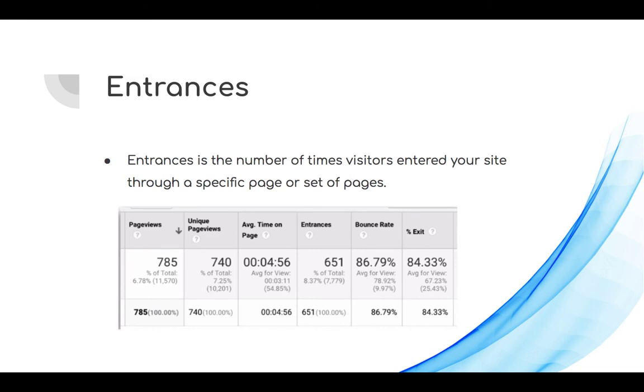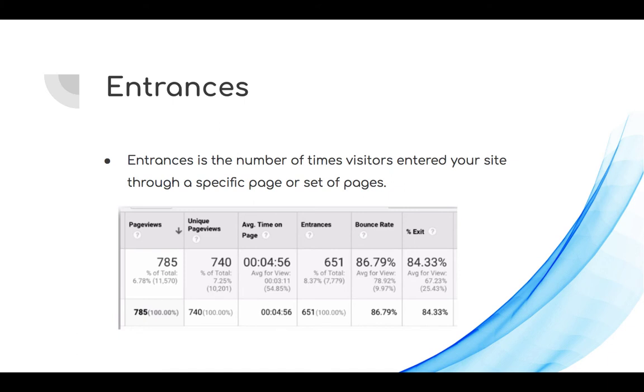The next one is entrance. Entrance is the number of times visitors enter your site through a specific page or a set of pages. If I have a page which is inside my blog, not the home page, but a specific article, and if people are coming to my website directly through this page, then it is counted as an entrance. So here I have taken one particular URL and I have taken out the metrics for that particular URL inside my blog. Here you can see the page views, unique page views, average time on page, entrances, bounce rate, and exit percentage. This is usually for the time frame that we define. So when you log into Analytics, you will be able to define the time frame in the calendar.